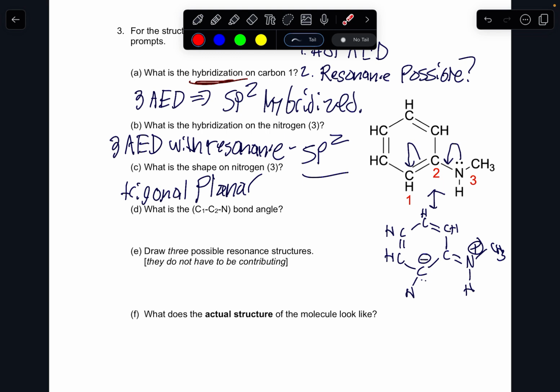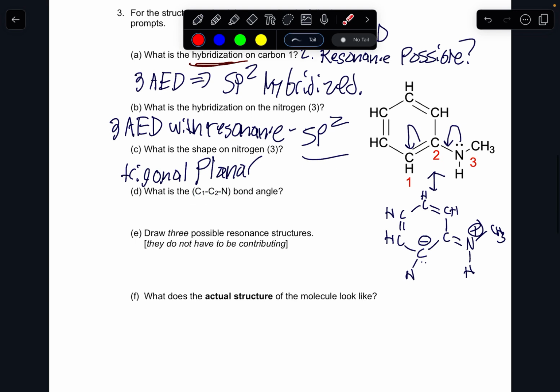This question below, D, it's asking us what's the bond angle between, so if we take a look at this molecule, it's asking us what the bond angle is between these carbons and these nitrogens. So this carbon right here, the middle carbon, is an sp2 hybridized carbon, and therefore it's trigonal planar. So the bond angle between these is going to be 120. So we have this, that's 120 degrees.